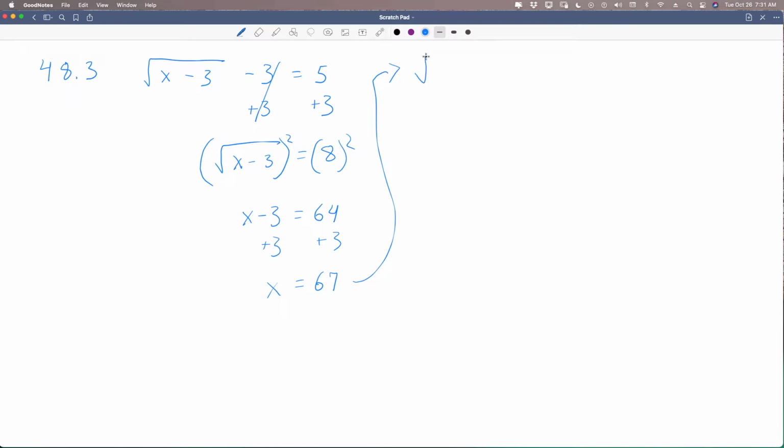When you're dealing with these square roots, you just have to check everything. The square root of 67 minus 3 is the square root of 64. 8 minus 3. Jumped the gun, didn't I? Does equal 5. So this is correct. So it checks. All right, so you just have to check all of your answers for radical problems.